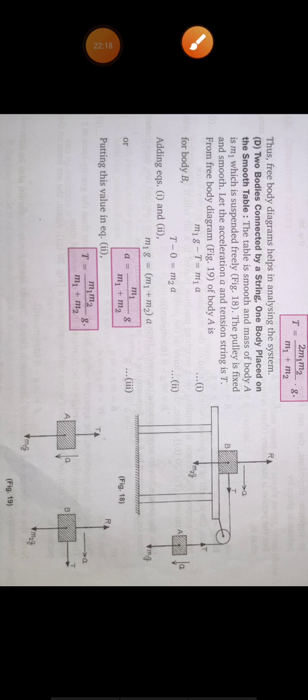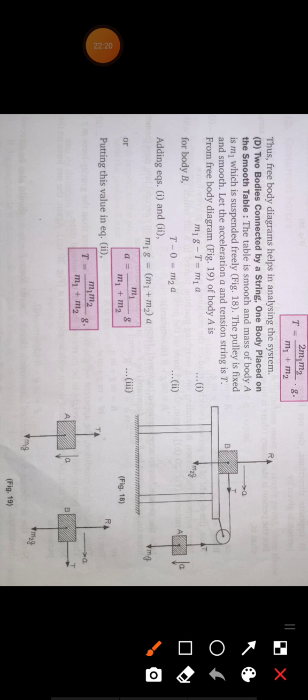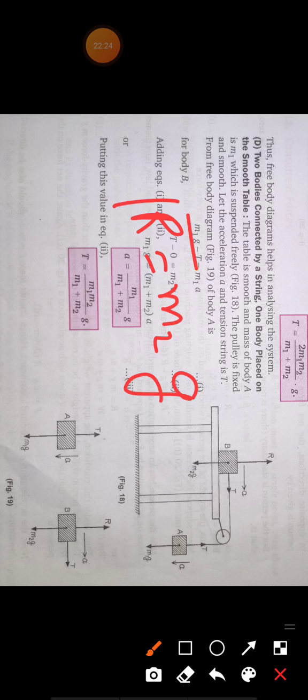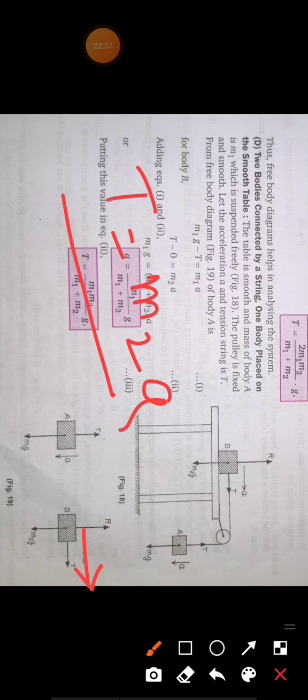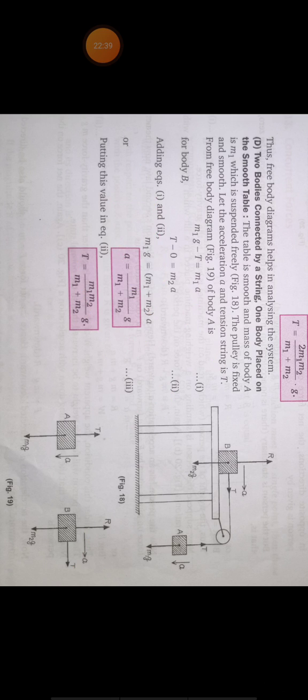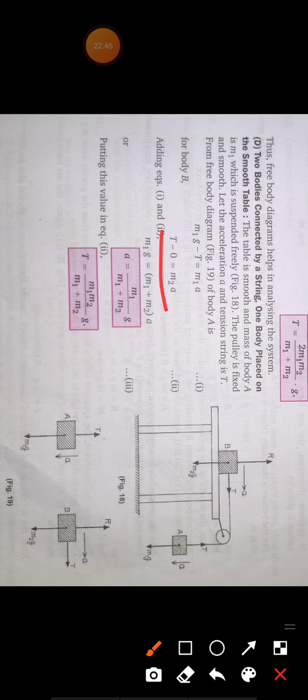You can write that R and M2G are in equilibrium, so R is equal to M2G, but we don't need this equation right now. The second equation is T is equal to M2 into A, correct, because this body has some acceleration in this direction. T is equal to M2A. So these two equations we have derived. Now using these two equations, we put the value of T, which is M2A, in the first equation.